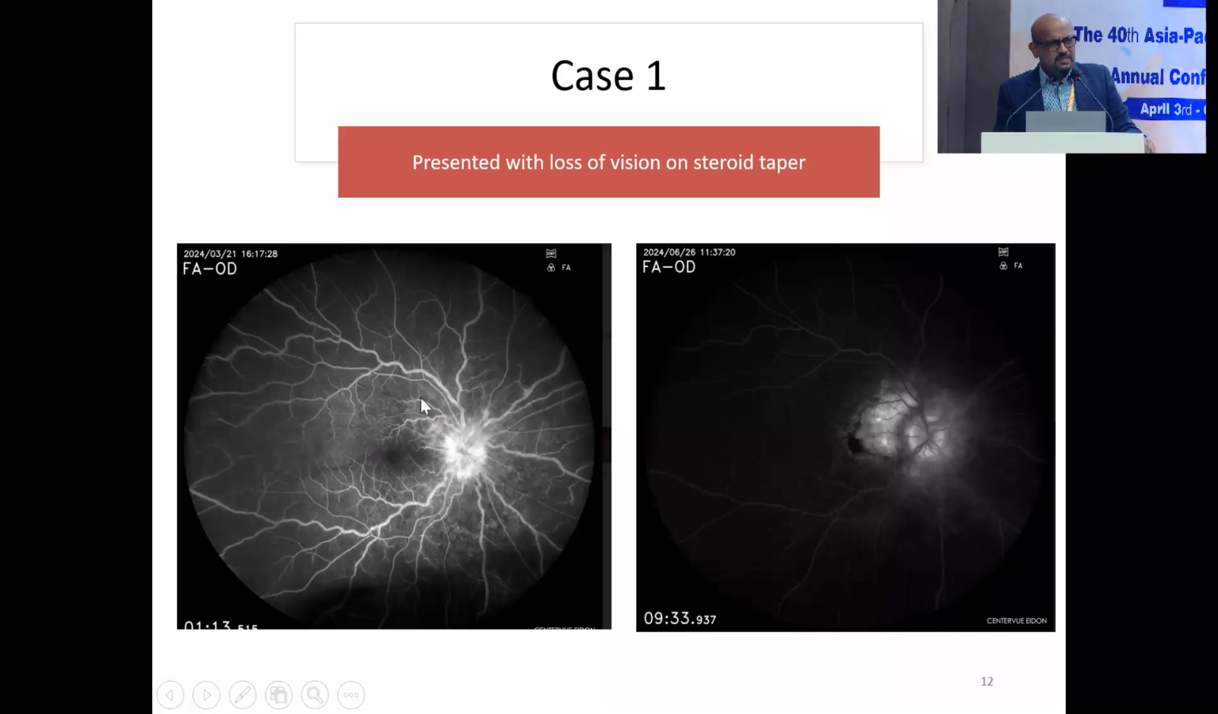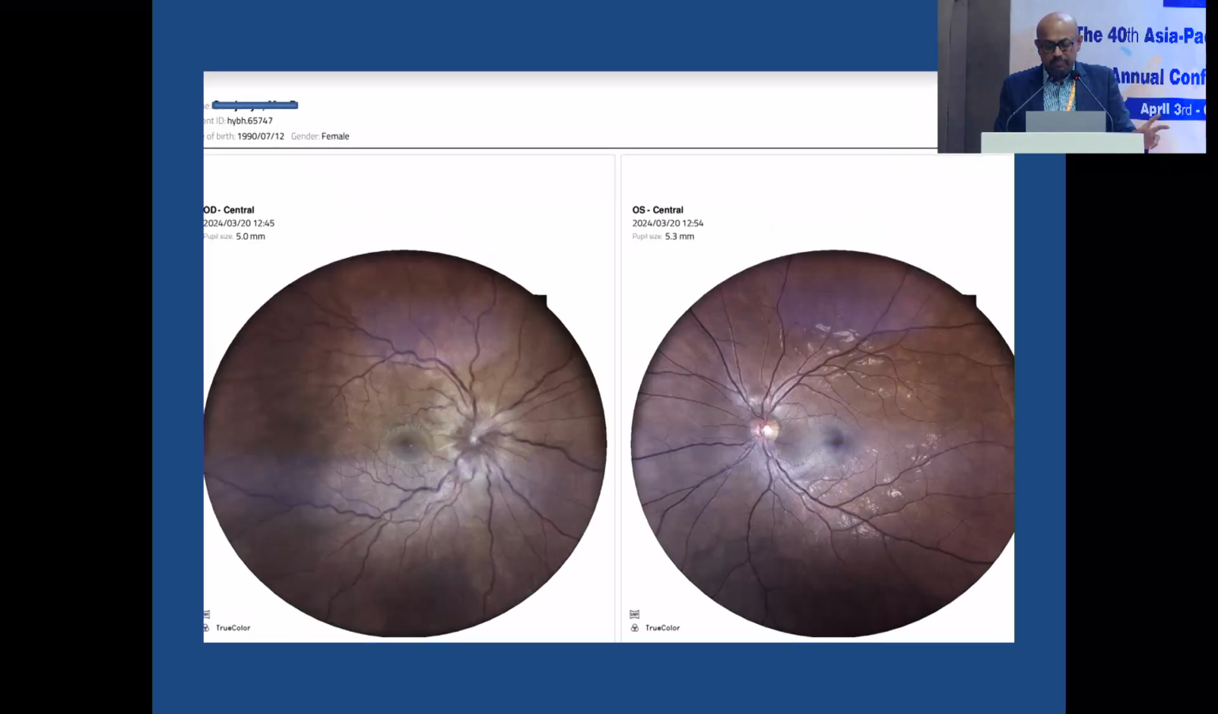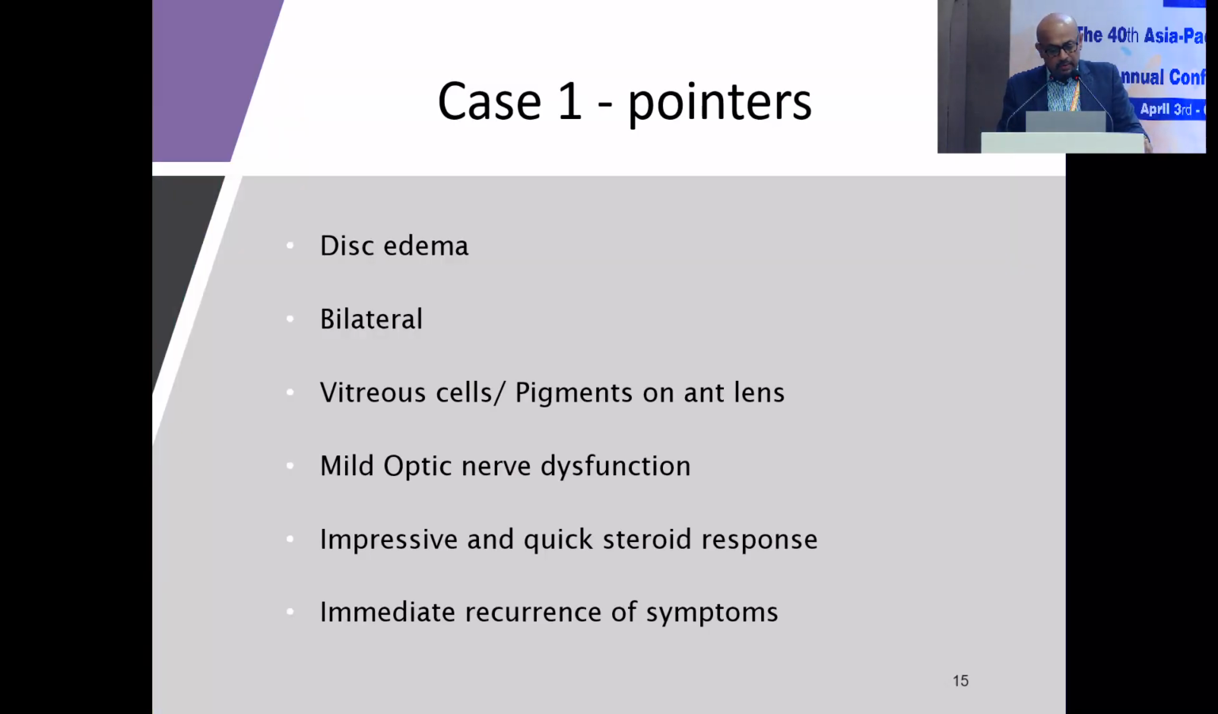But if you miss this or ignore it, you say it's okay, it's all right. And here there is clearly an inflammation. The patient was strongly positive for Mantoux, chest X-ray was positive, and the patient was started on appropriate treatment. However, what was our role? And that's the crux of it.